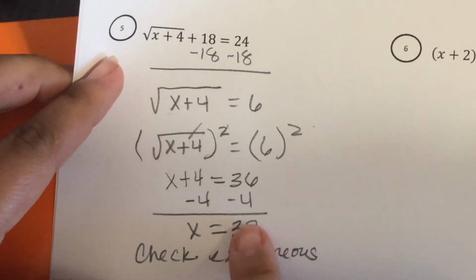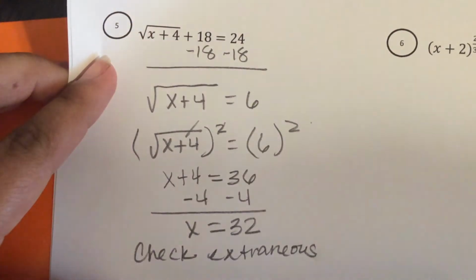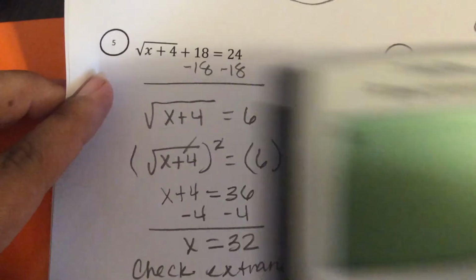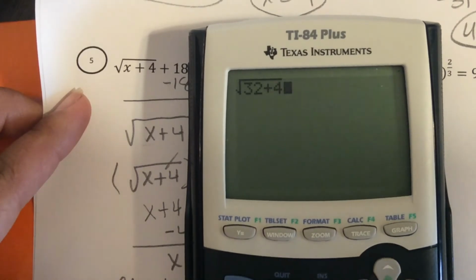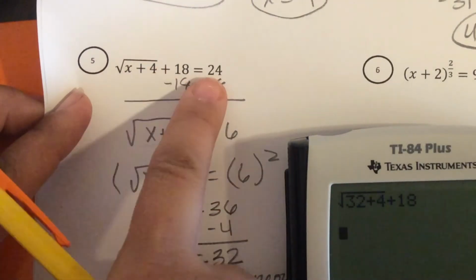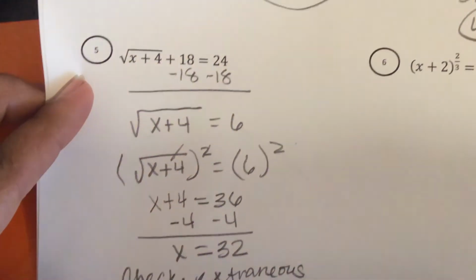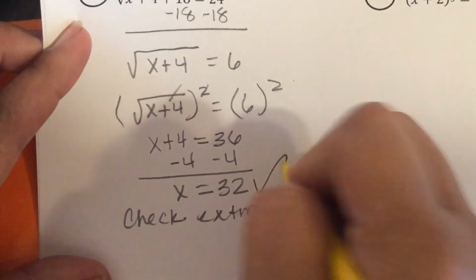So that means I need to plug that 32 in here. I'm going to just do it on my calculator. You could do it on Desmos. I'm going to do the square root of 32 plus 4 plus 18. That gives me 24, which is 24. So that means that this does work. This is a solution.